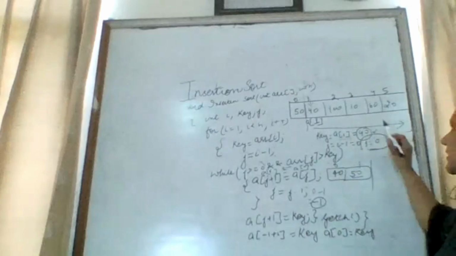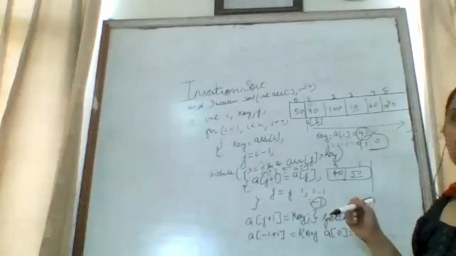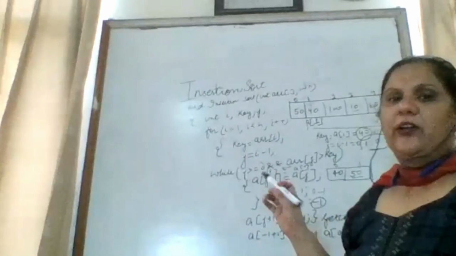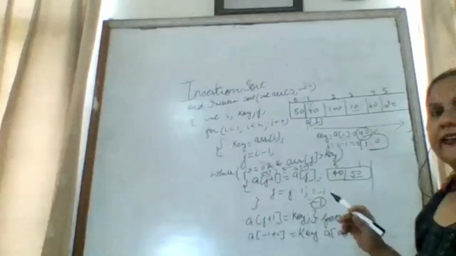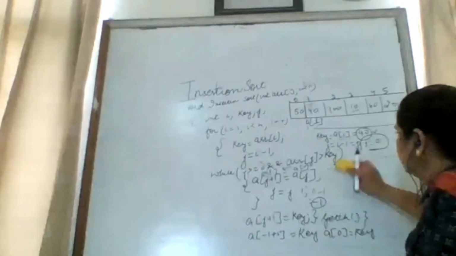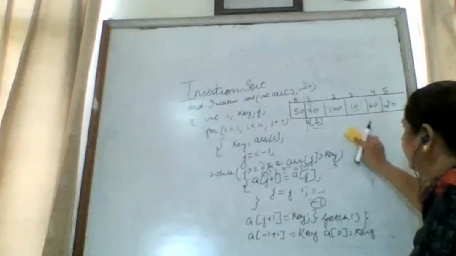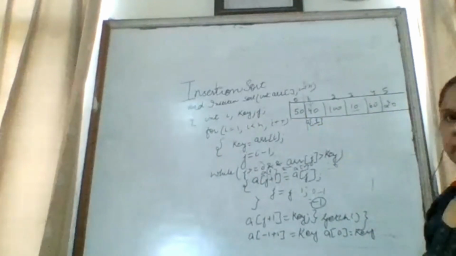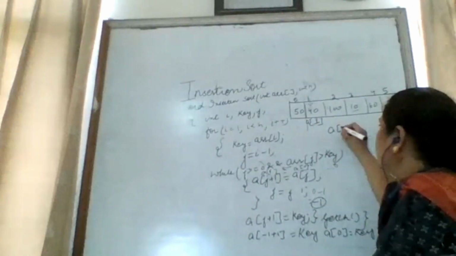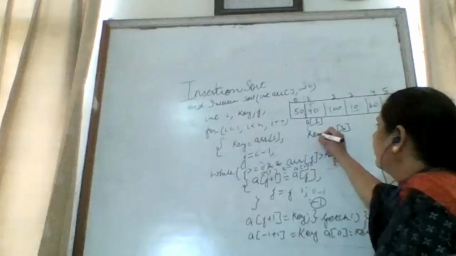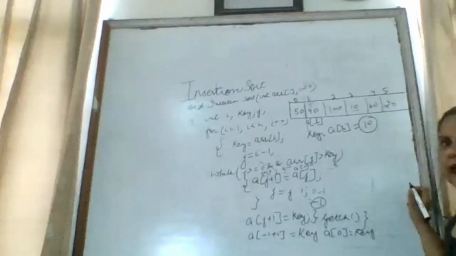Okay. Now let's do it for 10 also, because 100 is greater than my key, so there is no need to swap it. So let us take it as 10. Let us assume the case of 10. So what does this mean? Key is equal to a of 3, that is 10. So I am taking 10 as my key.